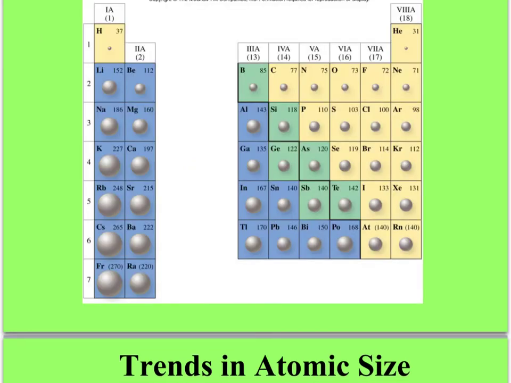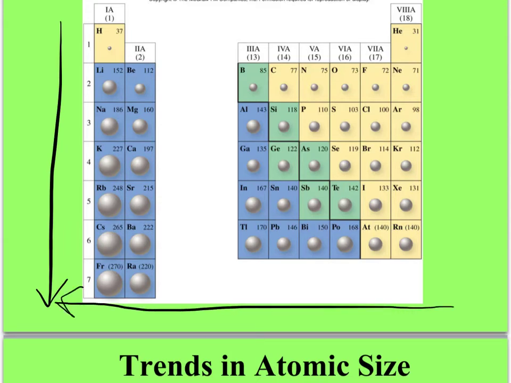Okay, here's a picture of the trends for atomic size. So as you can see, as you go down, the size increases, and as you go to the left, the size increases. So this is something you're going to have to remember. The size gets larger as you go down and to the left.